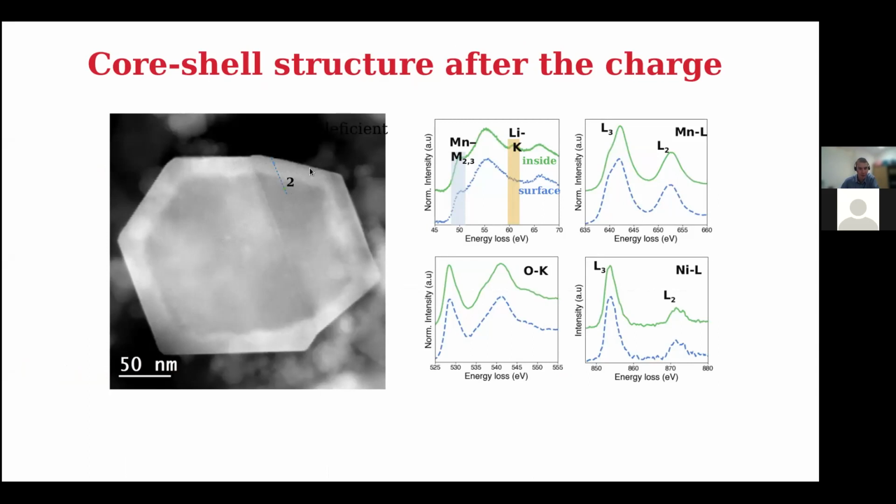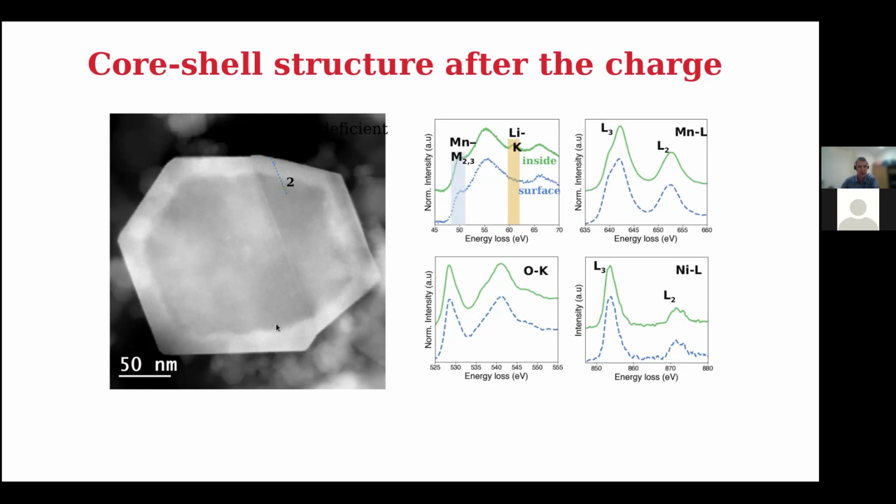This image has been taken at cryo temperature, I mean with low dose and so on. And we can see that the shell of the nanoparticle has no lithium peak, while there is still some lithium in the darker core area. We can also see that the manganese L line spectra are slightly different between the core and the shell, which means that the oxidation state is slightly different in the core and the shell of the material, and the oxygen edge is also slightly different.